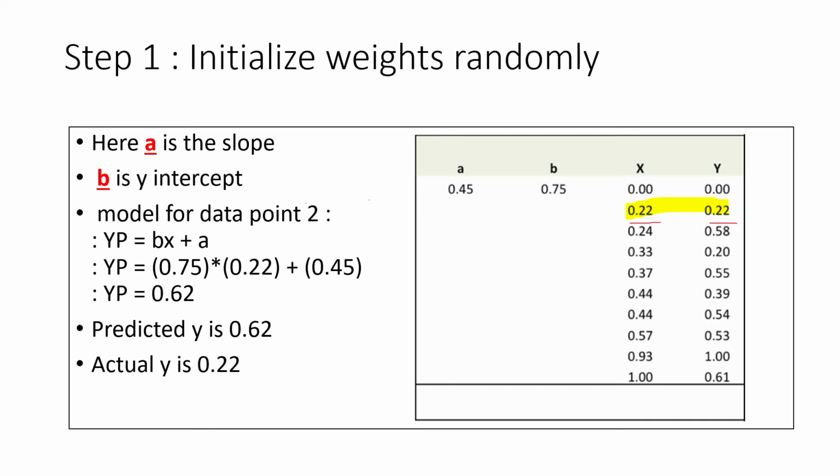Let's do the calculation for data point 2, which is highlighted by this yellow point here, 0.22, 0.22. In yp equal to bx plus a, the value of b is 0.75, the value of x for data point 2 is 0.22, and the value of a is 0.45. When we plug in the values in this formula, we get the predicted value of 0.62, which means our model has predicted y to be 0.62 when x is 0.22, but actually the value of y is 0.22.